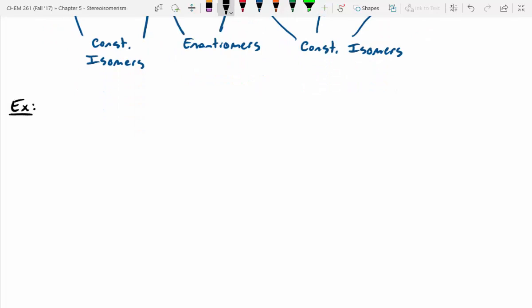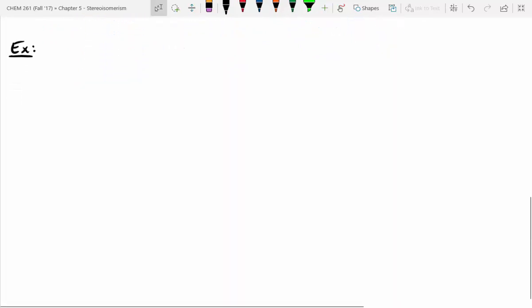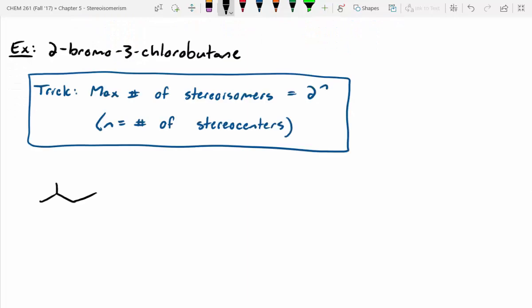All right, the next one, instead of giving you a molecular formula, I'm going to just give you the name. On the 2 position, I've got a bromine. 3 position, I've got a chlorine. How many stereocenters do I have? 2. I've got one right here and right here. So 2 raised to the second power should be 4 total isomers.